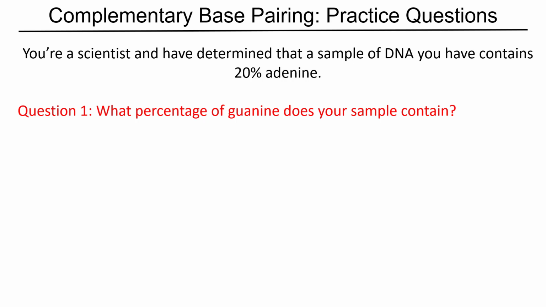Okay, here is question 1. You're a scientist and have determined that a sample of DNA you have contains 20% adenine. So the question is, what percentage of guanine does your sample contain? Now stop the video here because you're going to have to do a little bit of math and think about it, and then come back and we'll talk about it together.